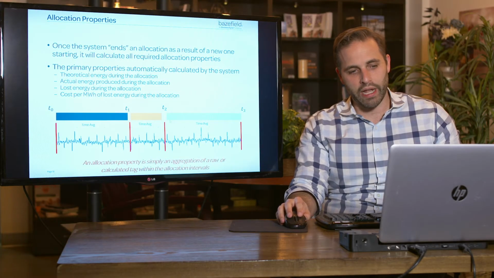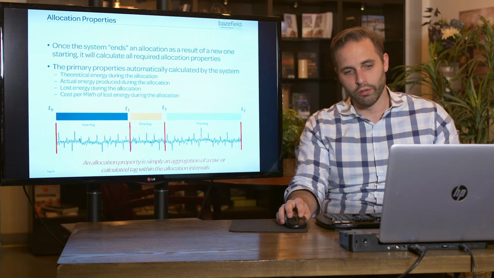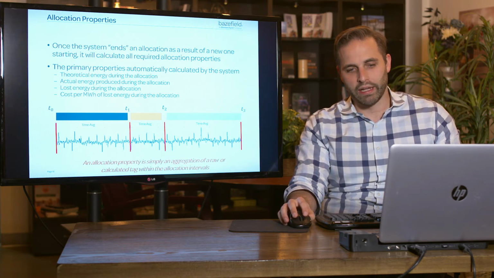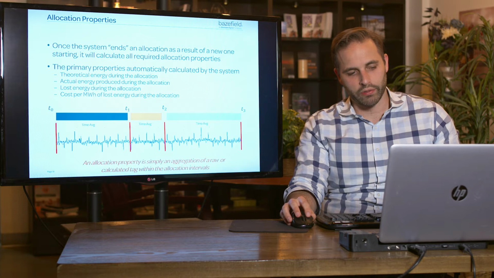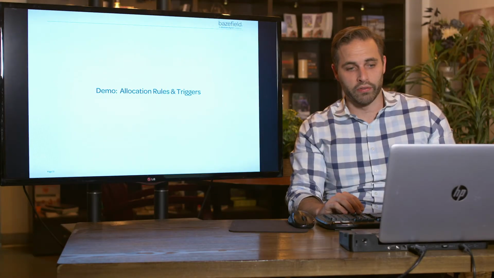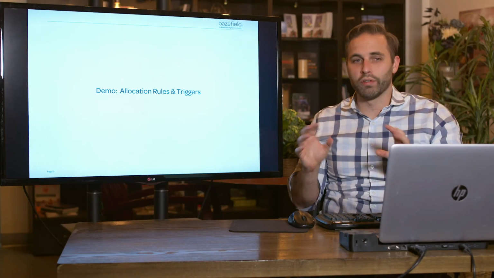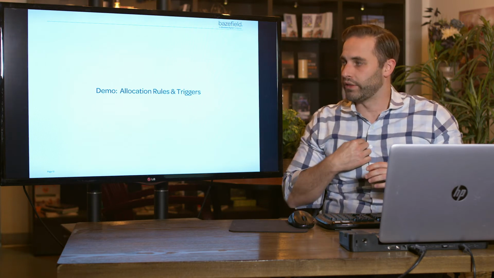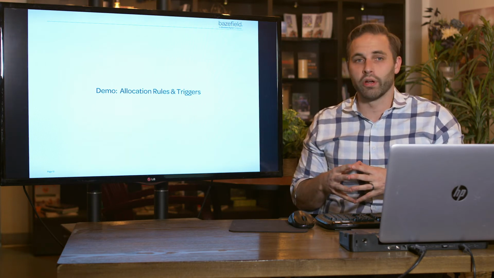So let's say we had 3 allocations at times t0 to t3. And let's say we had a lost energy property we need to calculate. The system will then go out to, let's say, the wind speed or the irradiance. It will query it from point t0 to t1, time average it, and then do the property calculation. So it's really an aggregate of any domain point within an allocation period. That's what an allocation property is, and that's automatically calculated by the system. So now that I've hopefully not confused you too much, let's go into Bazefield where these rules and triggers are set up.